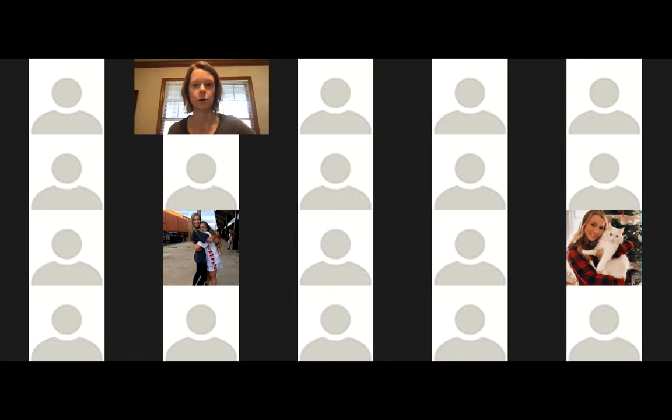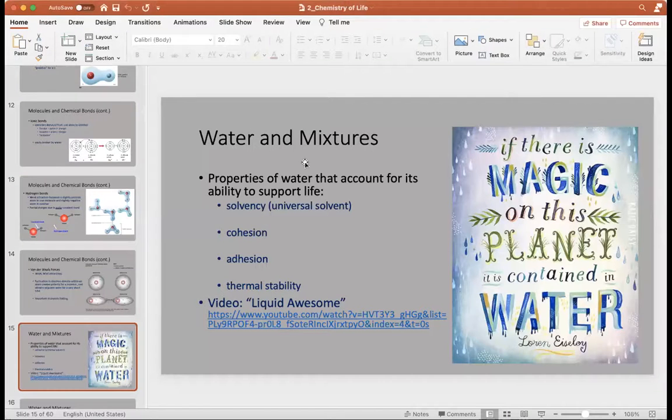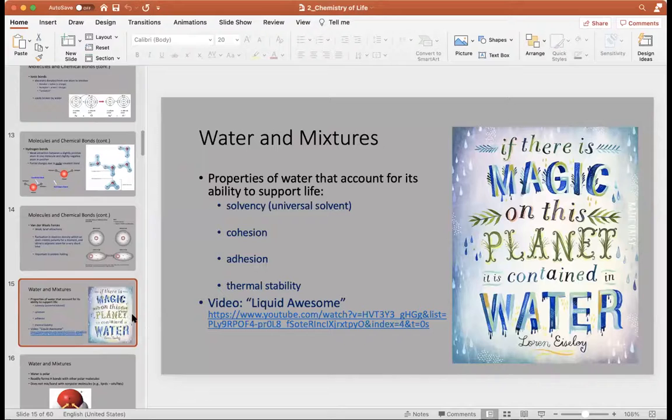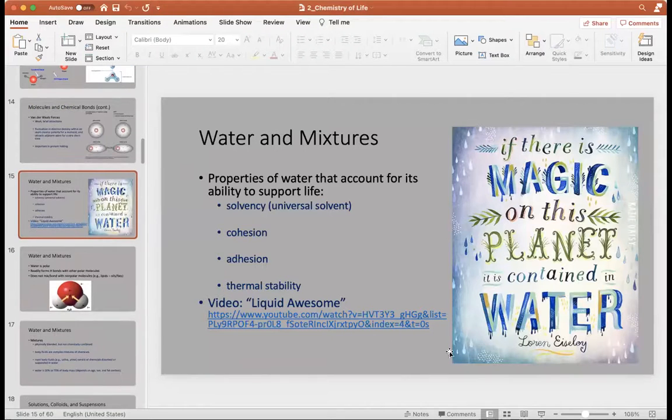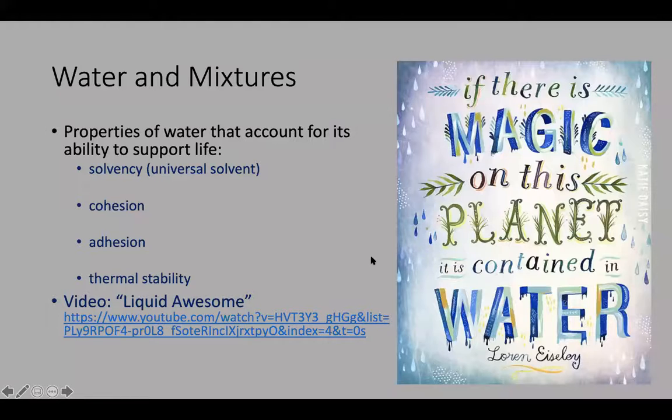Okay, let's stop sharing that and move on to talking about water. Let's see here. Okay, so we talked about like the main types of chemical bonds there. Now I'm going to talk a little bit about water and then mixtures that involve water. Water is basically essential to all life on Earth, right? So when NASA goes to explore other planets, they're always looking for water. That's because we have to have water to survive.